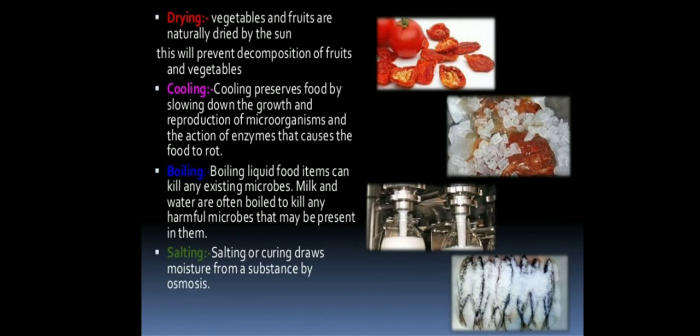First one is the drying. Vegetables and fruits are naturally dried by the sun. This will prevent decomposition of fruits as well as vegetables. Next is the cooling. Cooling preserves food by slowing down the growth and reproduction of the microorganisms and the action of enzymes that cause the food to rot.